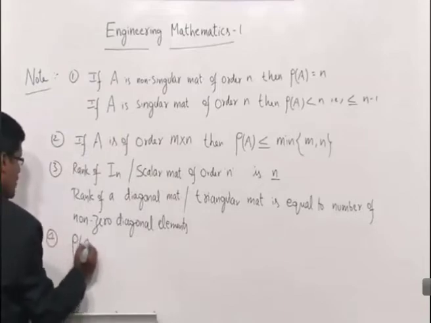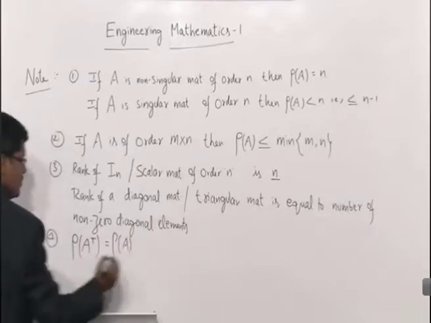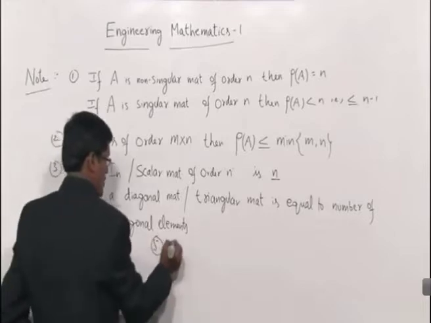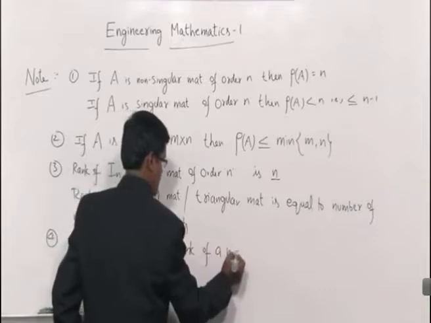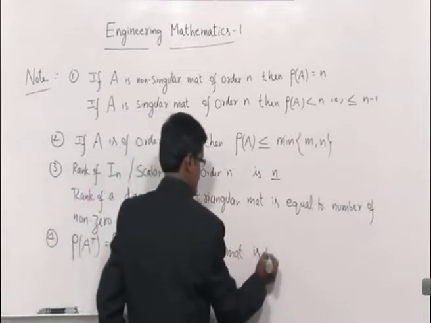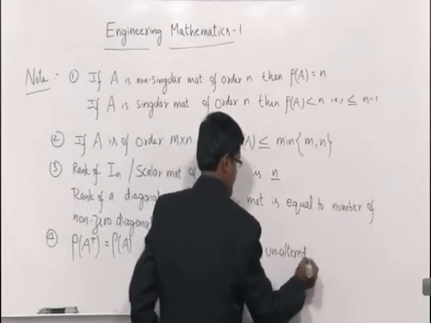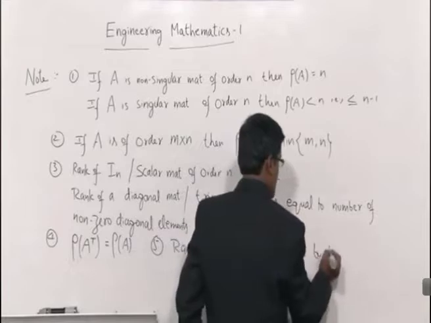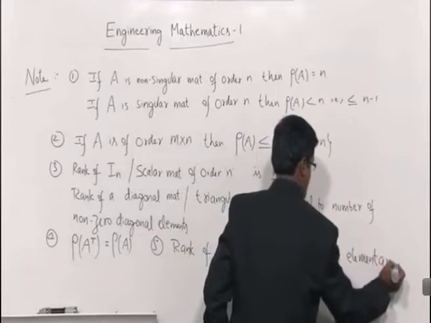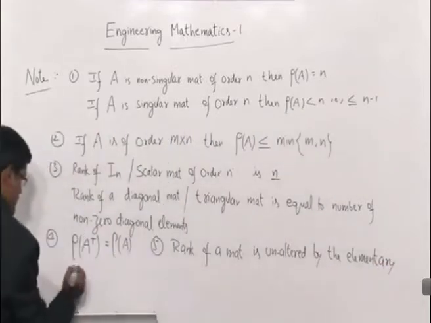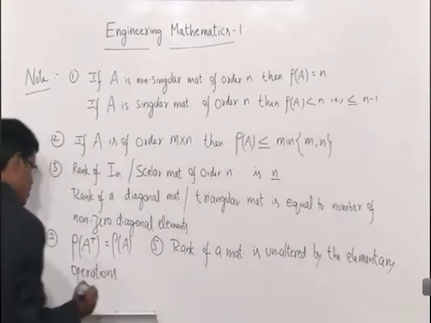4. A and A transpose have the same ranks. Rank A transpose is equal to rank A. 5th point. The rank of a matrix is unaltered, that is not changed, by elementary operations. Elementary operation means row and column operations. Only row or only column or both.